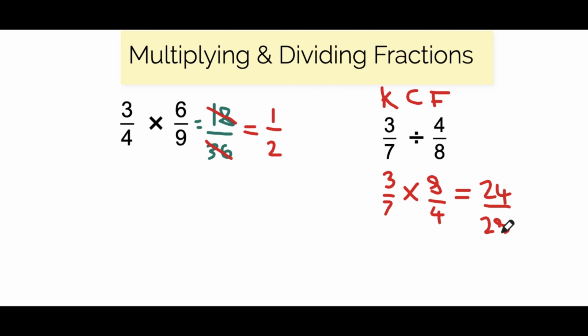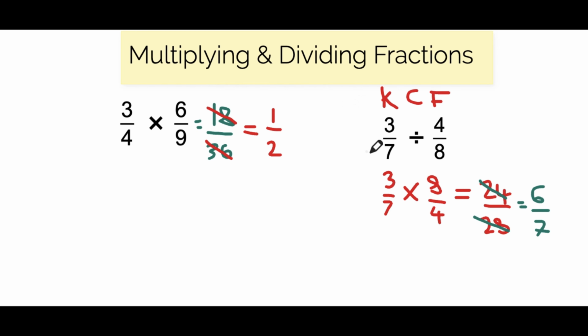Then we ask ourselves, what number can go into 24 and can go into 28? If you remember, both of these numbers are in the 4 times table. So we ask ourselves, how many times does 4 go into 24? It goes in 6 times. Okay? And how many times does 4 go into 28? It goes in 7 times. And that is your answer, 6/7.